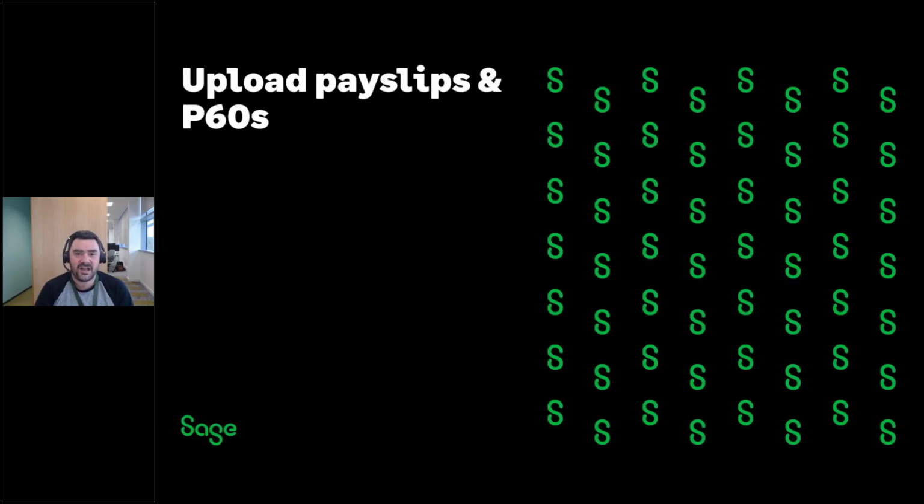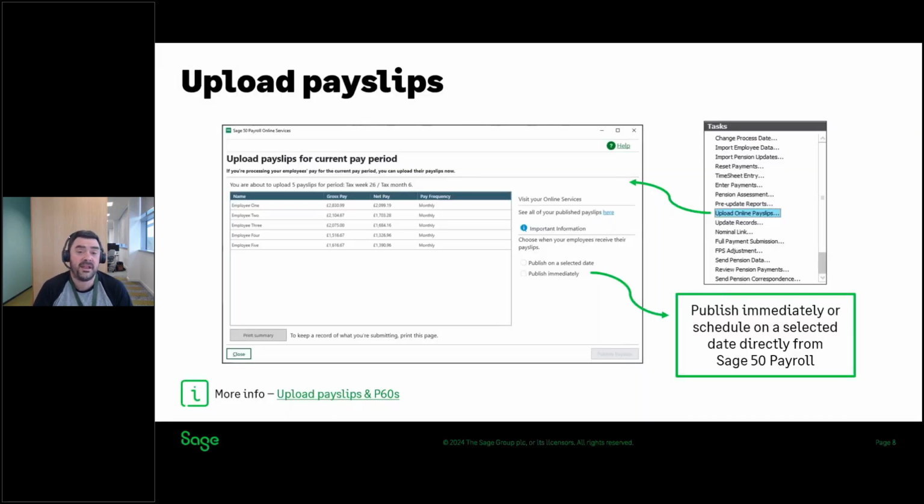Nice and simple. And what I want to show you next is the process for uploading payslips and P60s. So when it comes to payslips, you might at the moment be printing them or emailing them, but you should find that once you switch to online payslips, uploading them is a lot quicker and more efficient, and it can be done in literally just a few clicks.